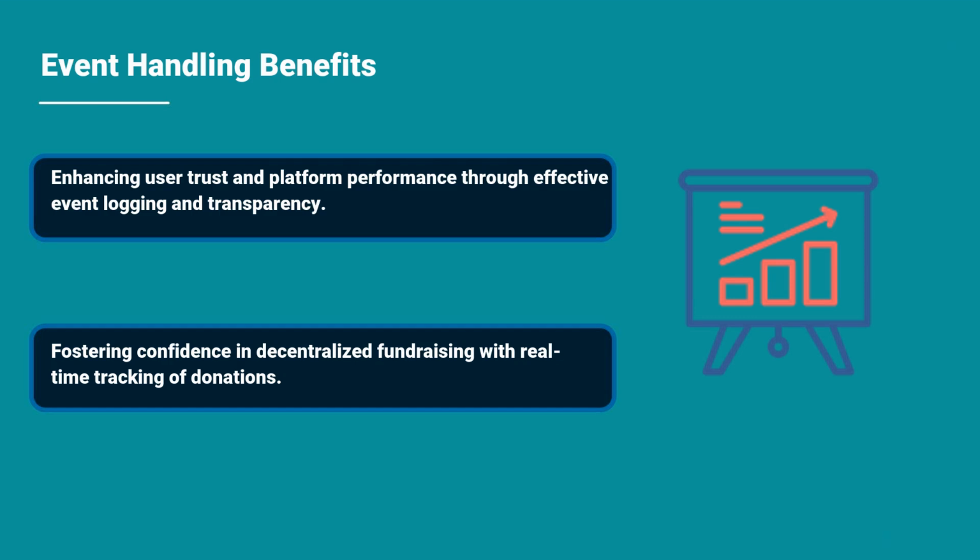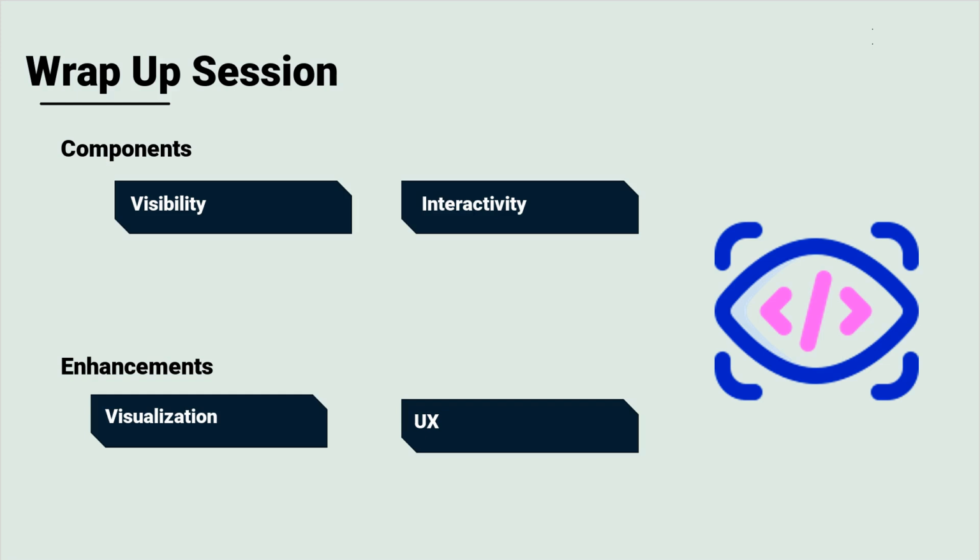Leveraging event loggers minimizes the need for constant state checks or polling, significantly improving the user experience while optimizing network utilization. As we wrap up this session, remember that events are a critical component of Ethereum smart contracts, providing visibility and interactivity to your decentralized applications.